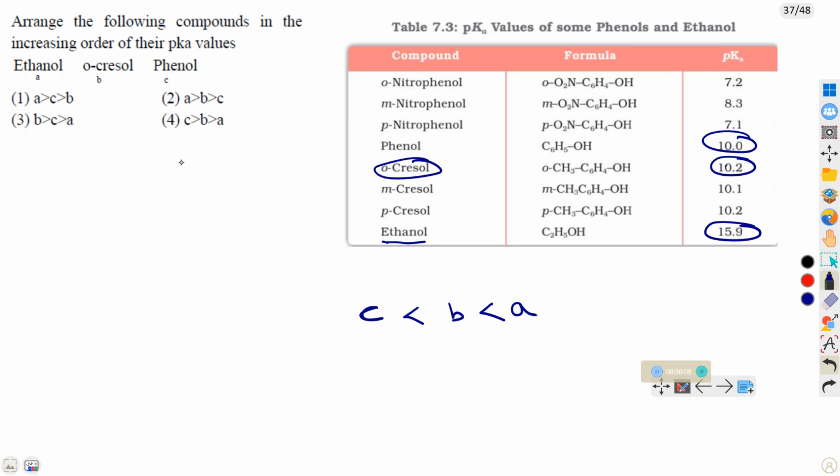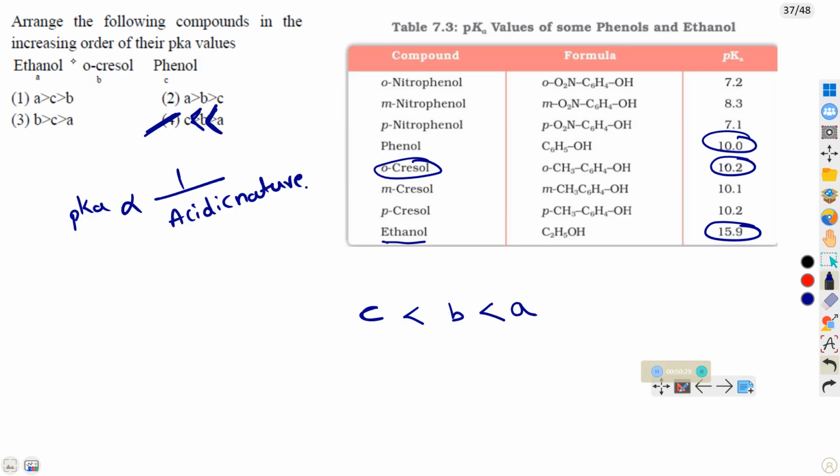C less than B less than A. I think this is less than symbol. Fourth option correct. How it is? No need to by heart these values. pKa value is inversely proportional to acidic nature.